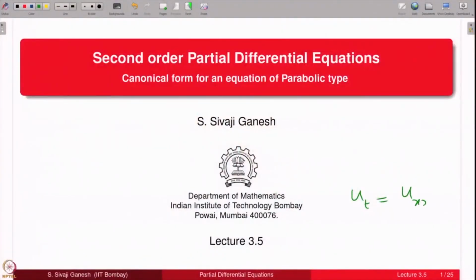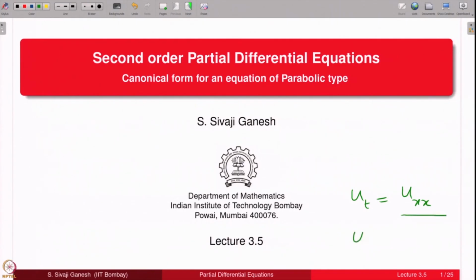In this lecture, we are going to see, given an equation of parabolic type, how to get it into its canonical form. For a parabolic type equation, remember, we want to model it after the heat equation. How does the heat equation look like? It is ut equal to uxx, right. So, in the second order part, for example, let us write down ut equal to uxx, this is the heat equation. If you look at the part where the second order partial derivatives appear, that is simply uxx.